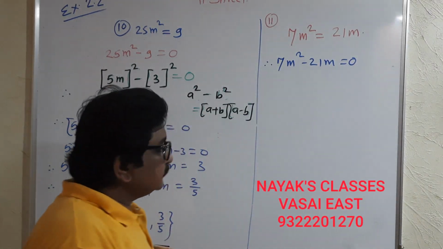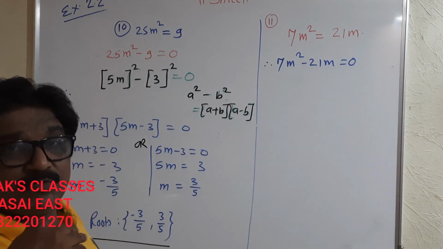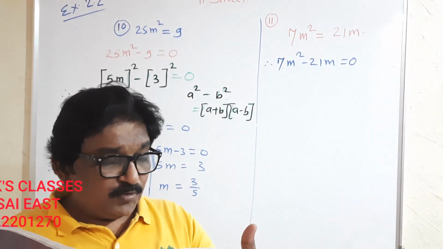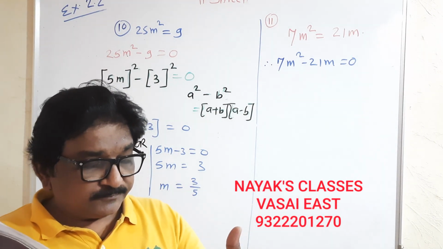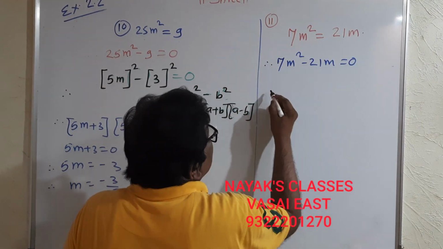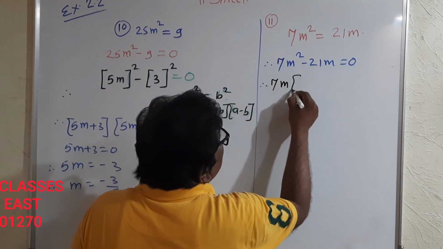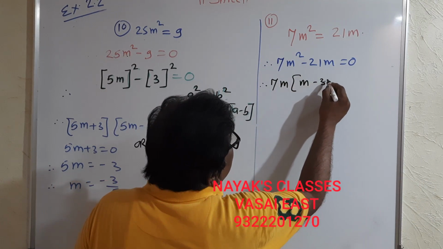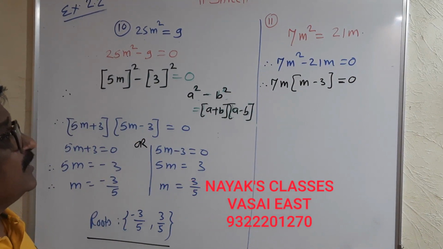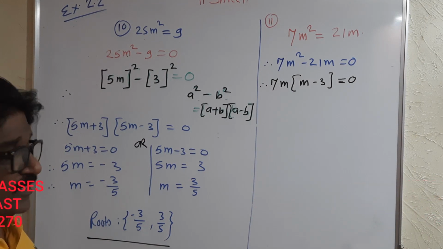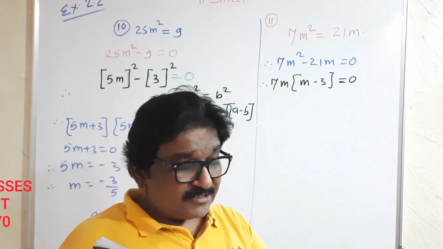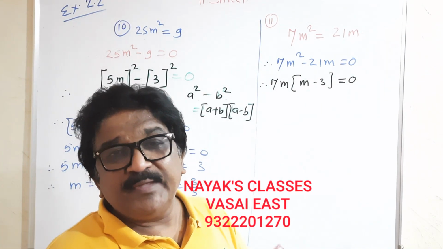This one now. This is 7m square is equal to 21m. This is the 11th example, the last but one example of 2.2. So we transfer this 21m to this side. Therefore, 7m into bracket m minus 3 is equal to 0. 7m is common. This is the 11th example. These types of examples they have put at the end of the exercise purposely to surprise you.